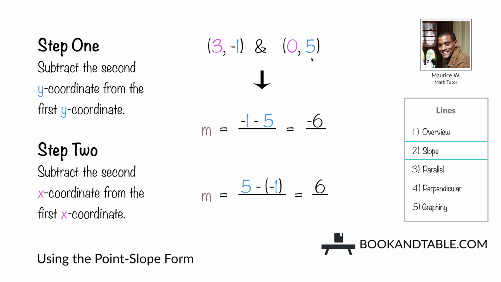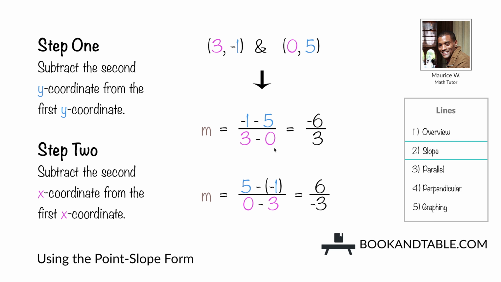This is the second coordinate provided. So subtracting this from this would give you -1 minus 5, which is -6. But you can also use this point first and this point second. So you can also do 5 minus -1 in our numerator to get your delta y. You'll get -6 in the first example and +6 in this one.